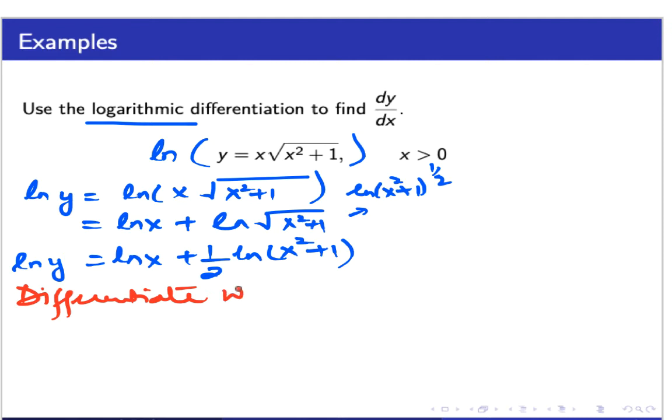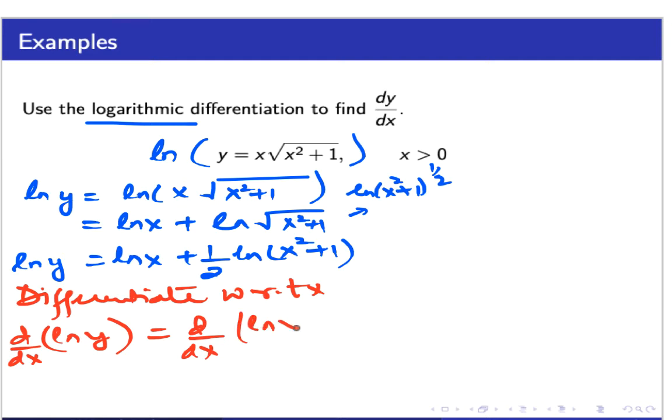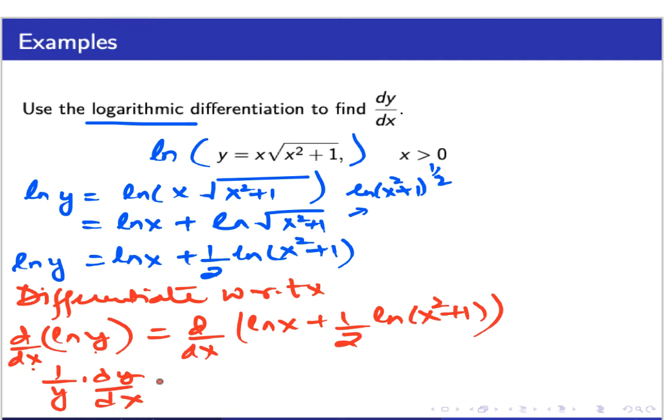Differentiate with respect to x. In other words, d/dx of natural log of y, the differential of natural log of x plus half times natural log of x squared plus 1. It's 1 over y times dy by dx. To remember, the differential of y is simply dy by dx. It equals 1 over x plus half times, it's a constant, 1 over x squared plus 1 times the differential of x squared plus 1.